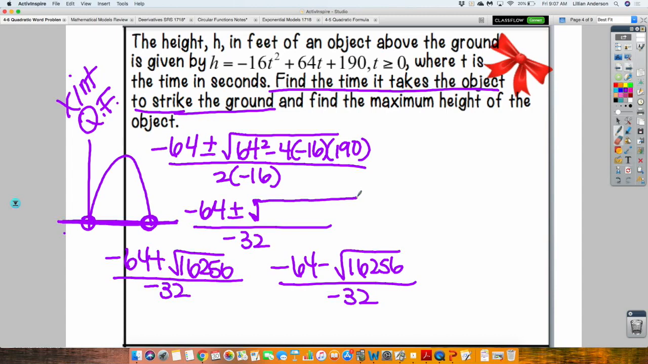64 squared is what? A negative and a negative make a what? Positive. What's 4 times 16 times 190? 160. When I add those together, what's that number? It is 16,256? Okay. Just want to make sure. So are we typing this in? Are we getting our number?